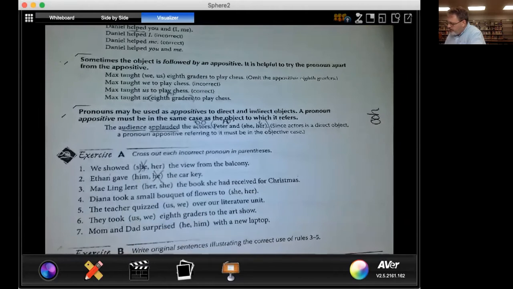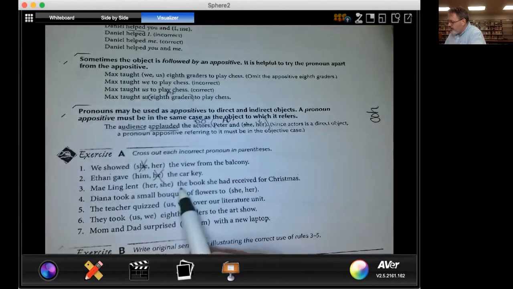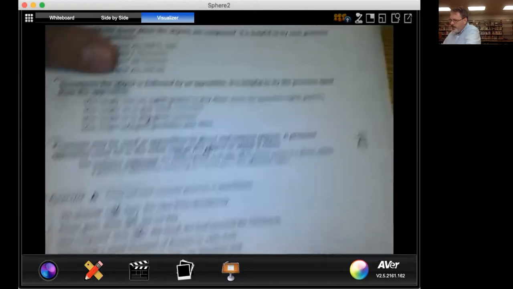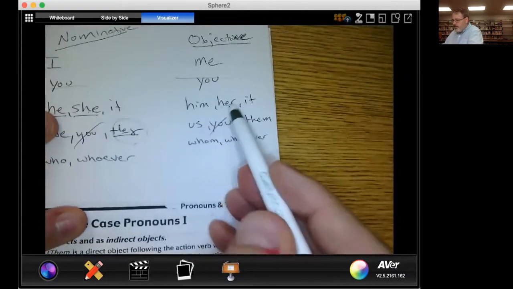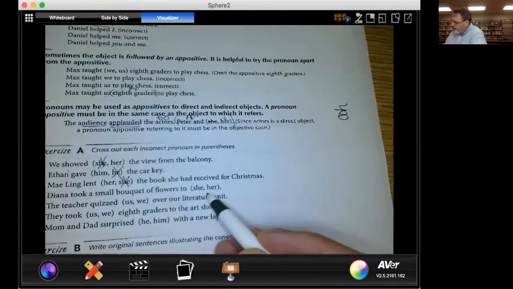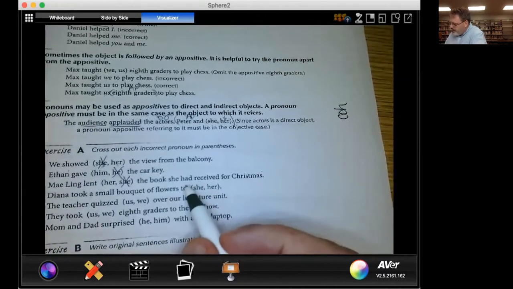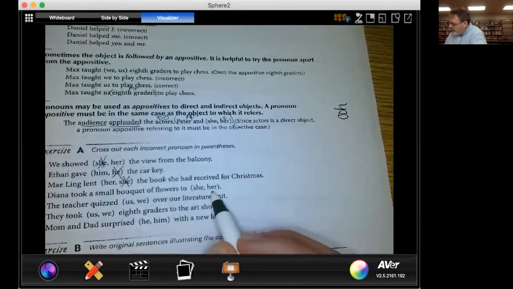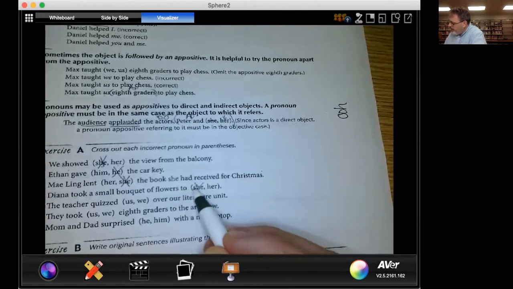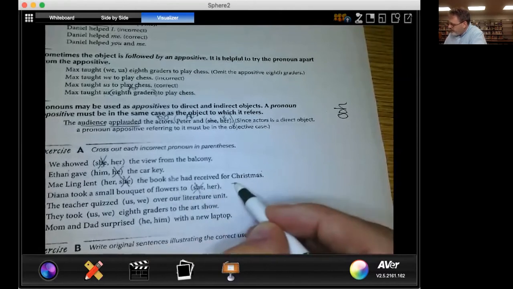There it is. Him is the objective case. Mei Ling lent either her or she the book she had received for Christmas. Yep. Her is correct because her is the objective case pronoun. Diana took a small bouquet of flowers to her. In this case, to her, yeah, we know that it's her because we just crossed out she here, but to her is actually a prepositional phrase.